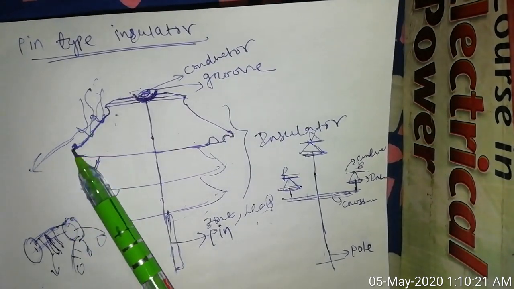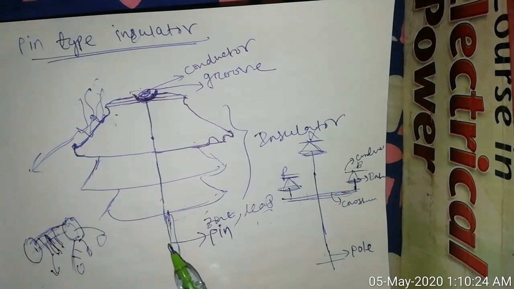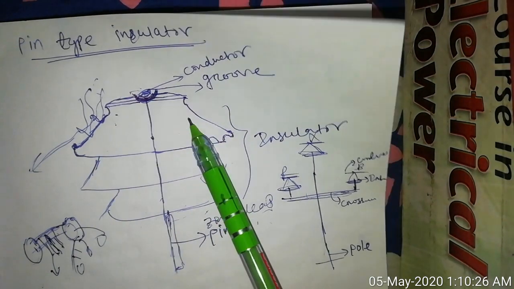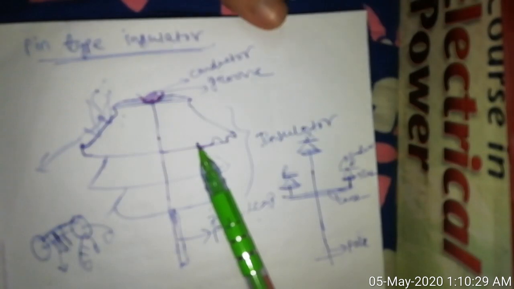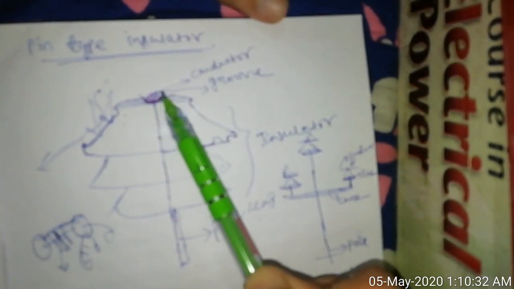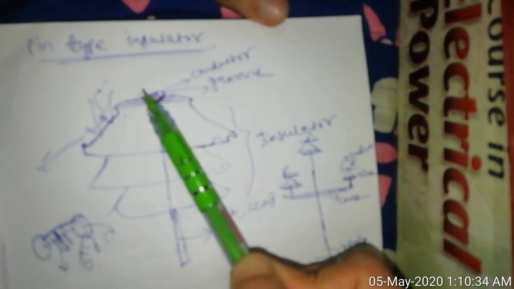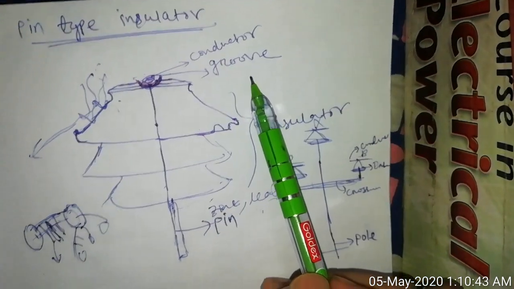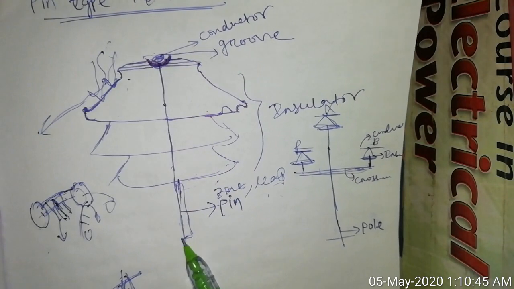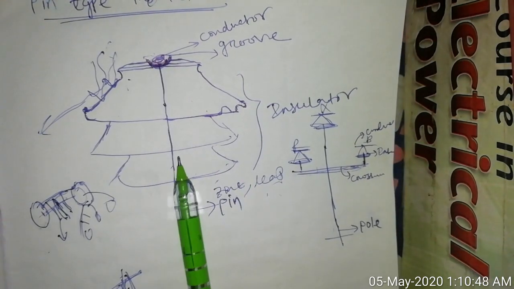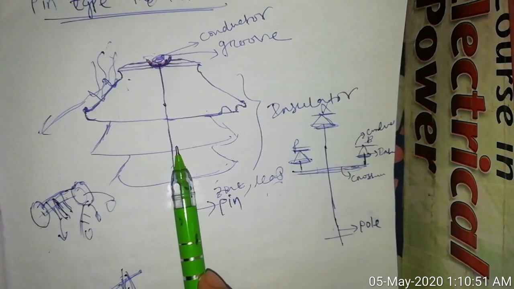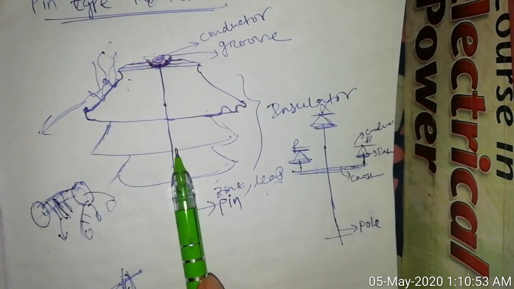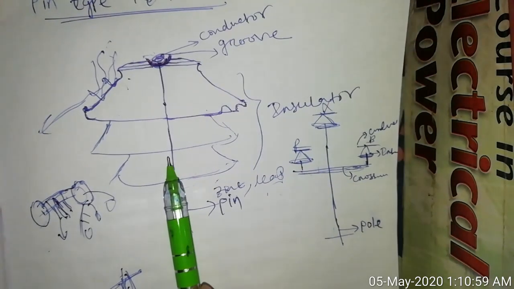I think I have cleared how a pin type insulator looks, and the construction. The insulator part is basically made of porcelain or glass. It has a groove at the top where a conductor is placed, and the conductor is tightened to the insulator with the help of binding wires, which are made of copper or aluminium. The bottom end has a pin-like structure which is screwed to the insulator, which helps the insulator to get fit or attached to the pole structure or the tower structure.